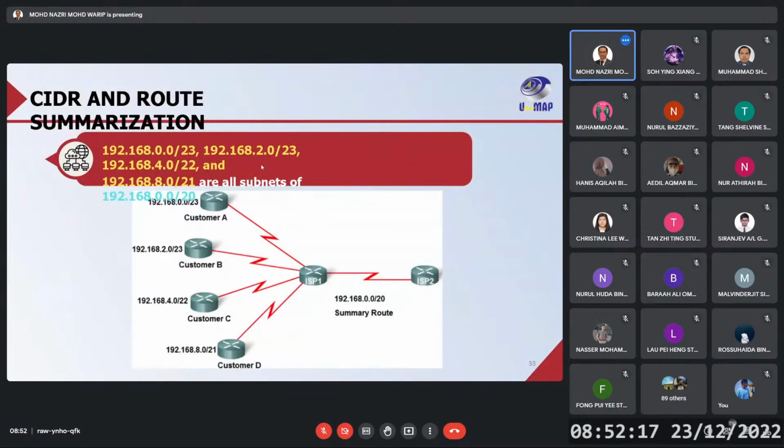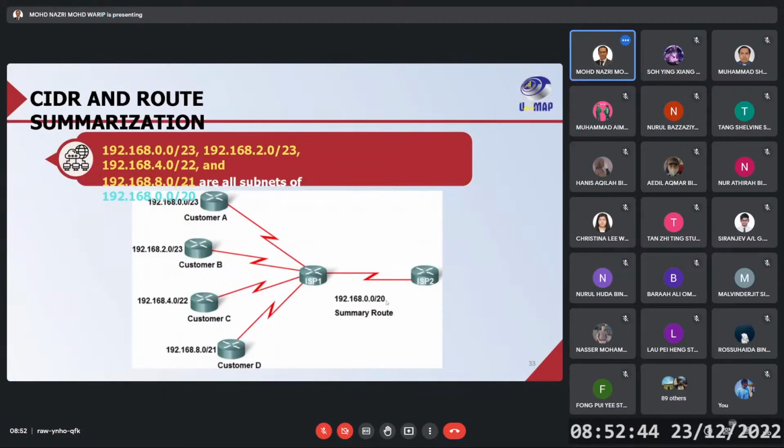Right. So actually, how does the process happen? For example, you have 192.168.0.0. This one is a branch, for example in India. This one is /23, 2.0/23, 4.0/22, 8.0/21. Okay, these are all subnets of this one.